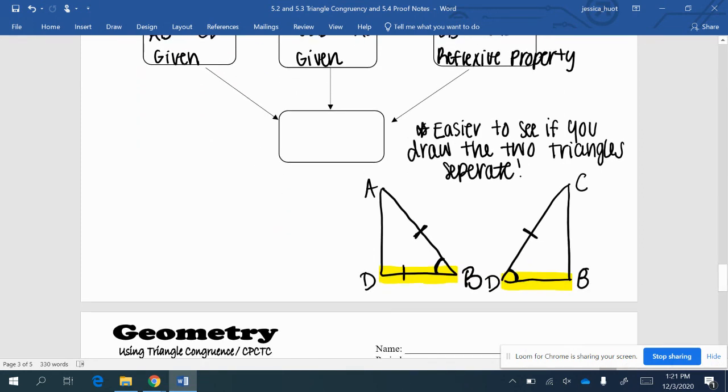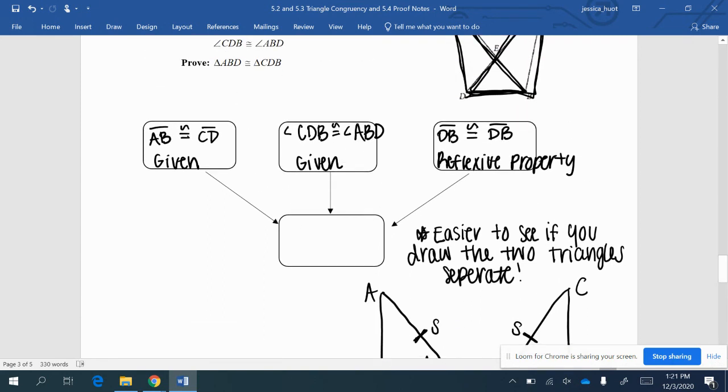So, let's see what this is. I have a side and a side, angle, angle, and a side, side. Now I can see a little bit better that is side, angle, side. We are trying to prove that triangle ABD is congruent to triangle CDB. And we said it is by side, angle, side congruence.